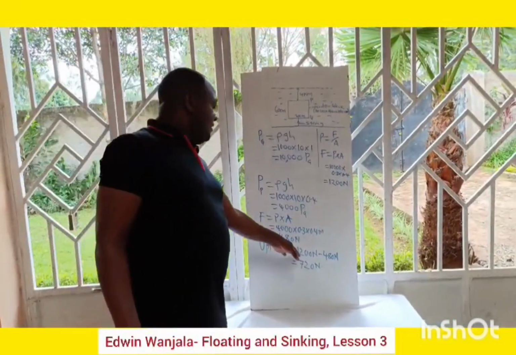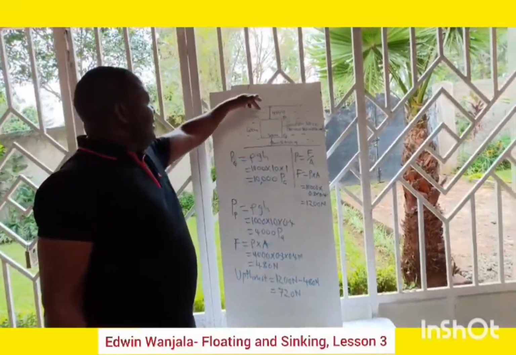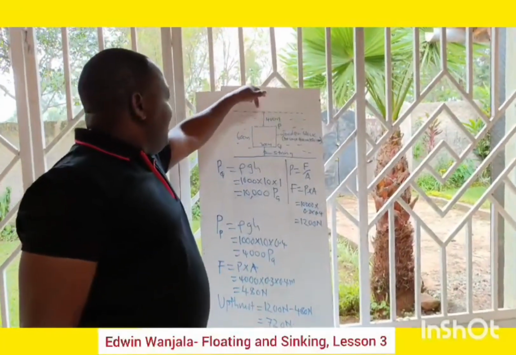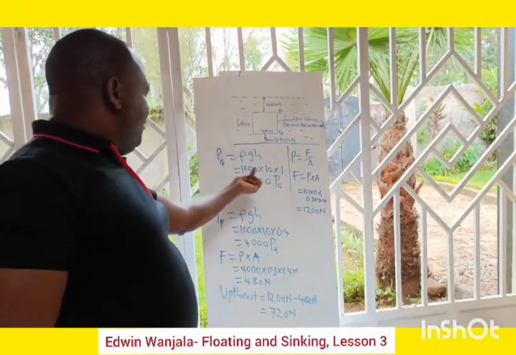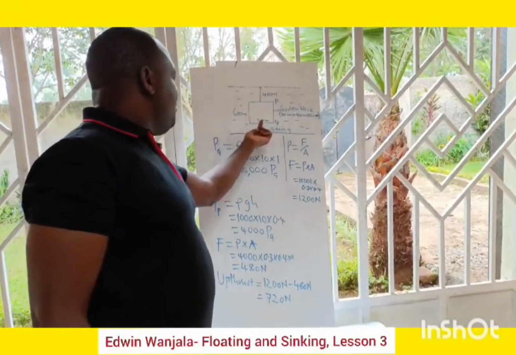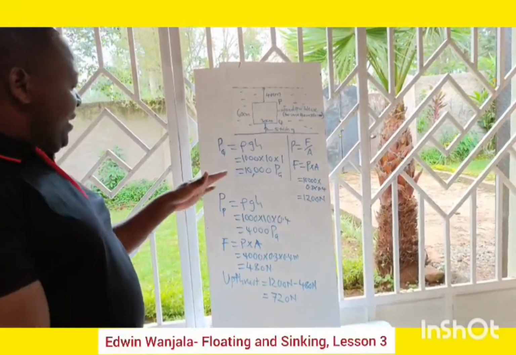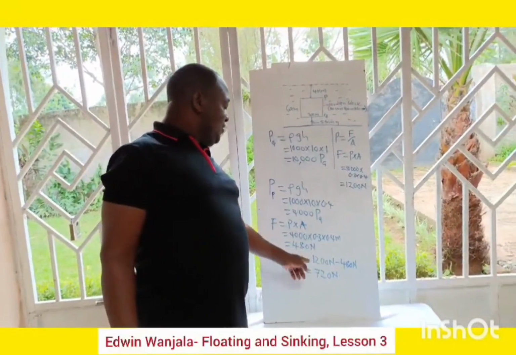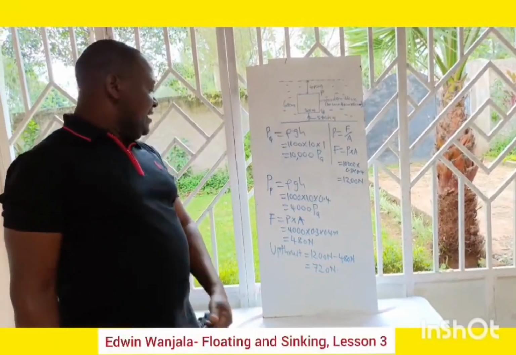Why are we subtracting? The force exerted at the top surface P is downward, and the force exerted on the bottom surface Q is upward. So we get the resultant force, which is the difference between the two forces, which is equal to 720.